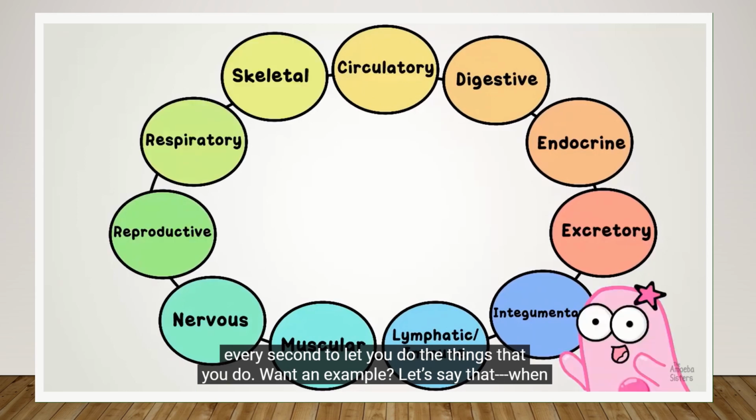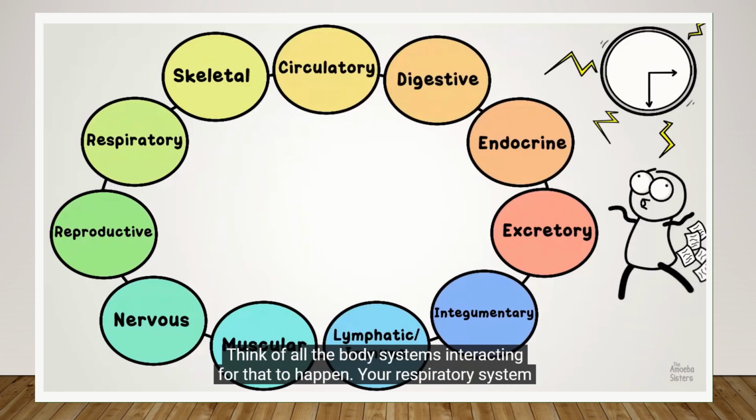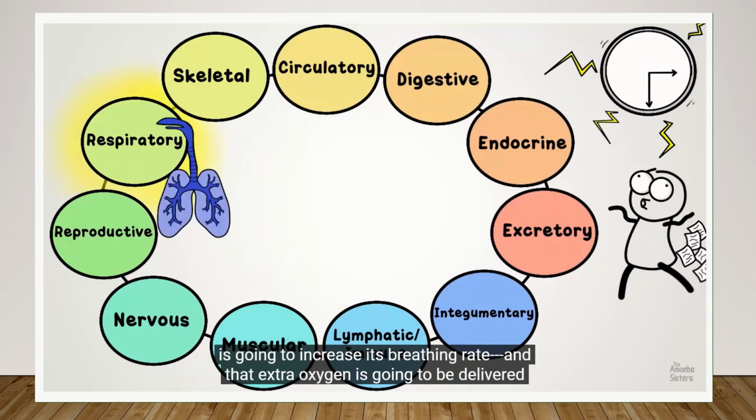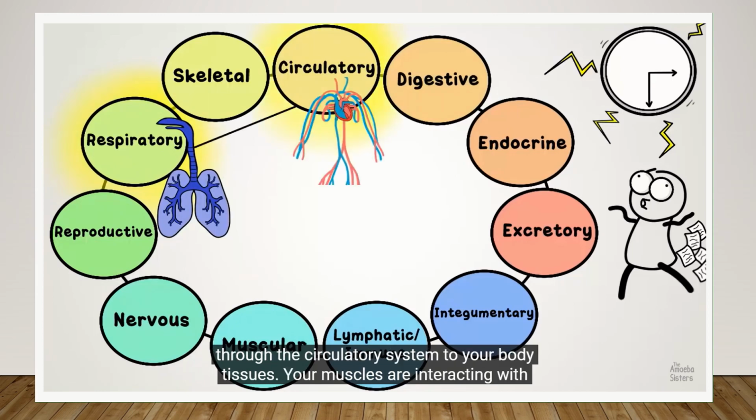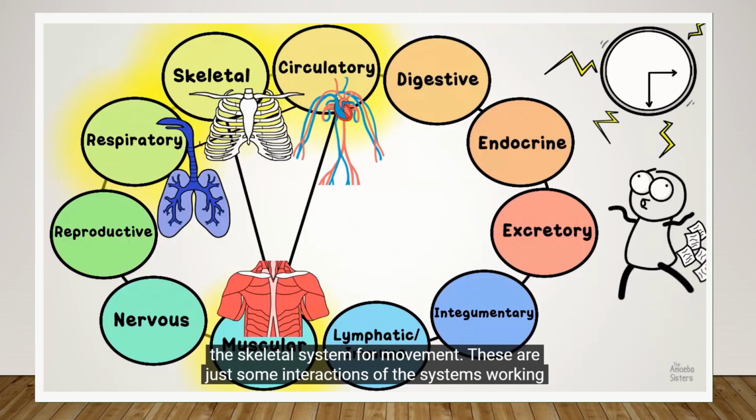Want an example? Well, let's say that when the bell rings at the end of the day, you're going to race your friend down the hall. Think of all the body systems interacting for that to happen. Your respiratory system is going to increase its breathing rate, and that extra oxygen is going to be delivered throughout the circulatory system to your body tissues. Your muscles are interacting with the skeletal system for movement.